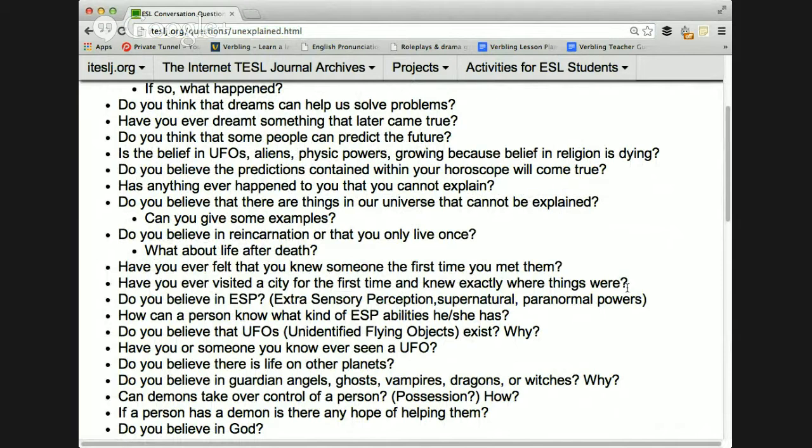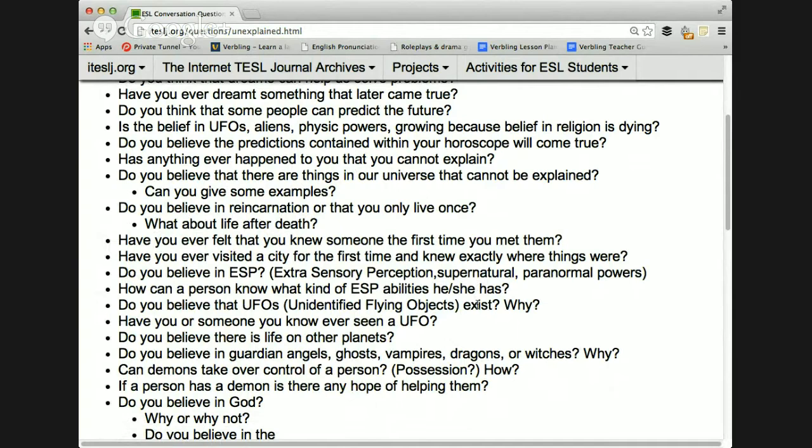Okay. I think this question is way over the top: do you believe in God? So that's not the one. Okay, but I will go with this: can demons take over control of a person? Oh, possession? This is a good one. Is possession a real thing? What do you guys think? Like in The Exorcist.